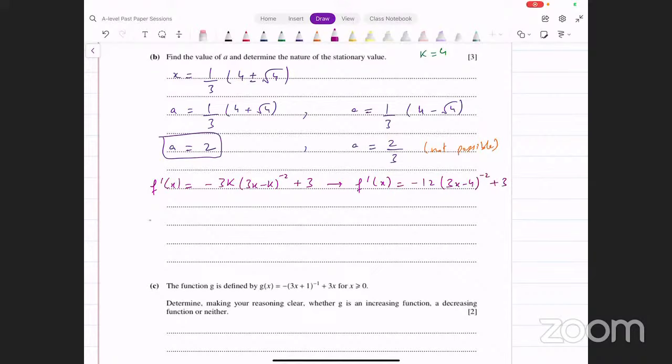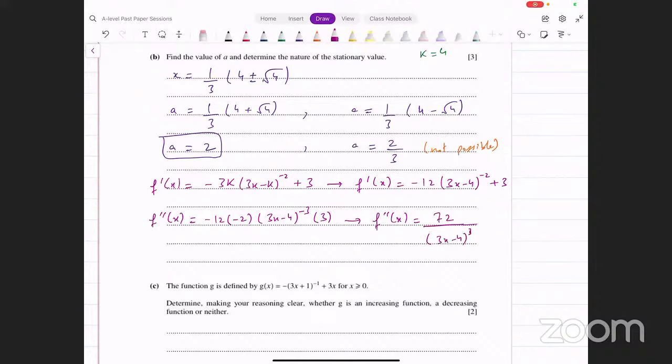ठीक है. Let's differentiate it once more. दोबारा से differentiate कर लें. What do we get? -12 into -2 into 3x minus 4 whole raised to power minus 3 and multiplied by 3 again. 3 का derivative तो 0 आएगा. What do we get from this? Second derivative क्या आ गया? We're getting 24 over, no, 24 and 3 भी है बाहर. 24 into 3 is going to be 72 over 3x minus 4 whole cube.